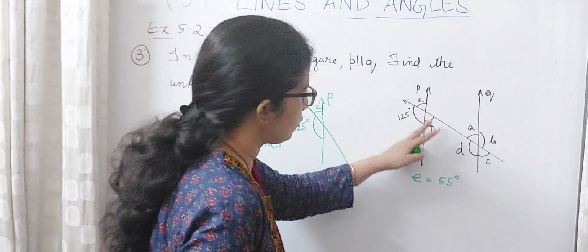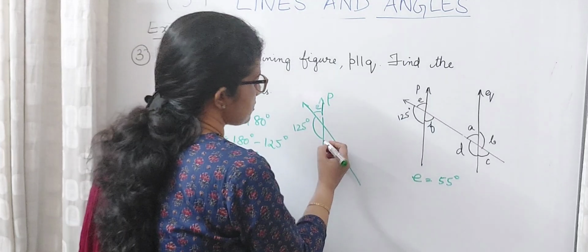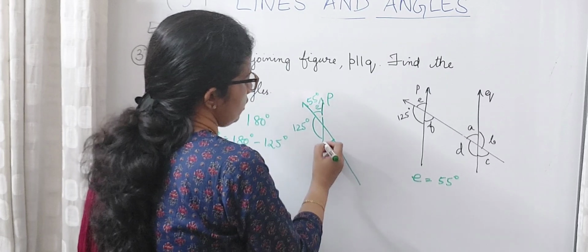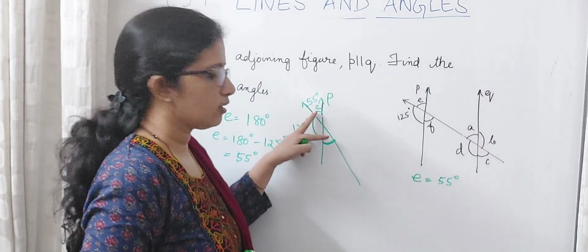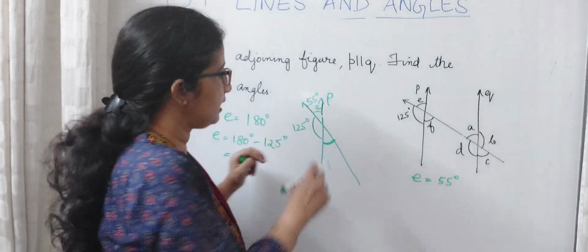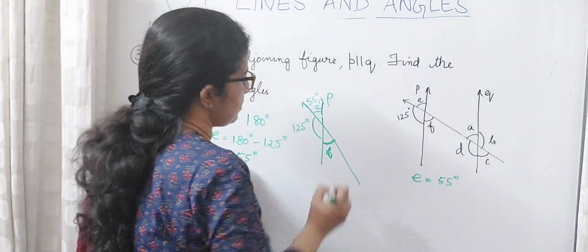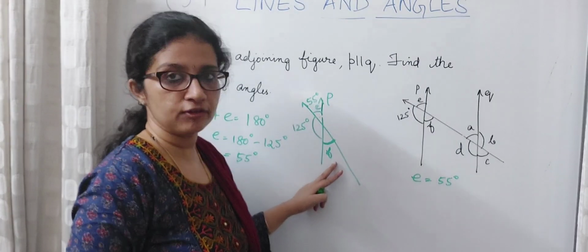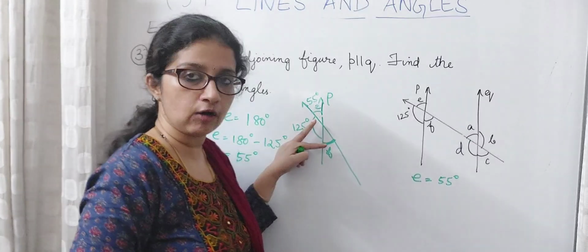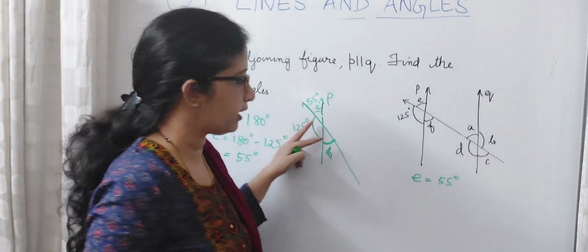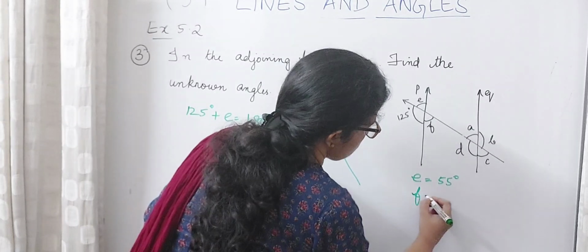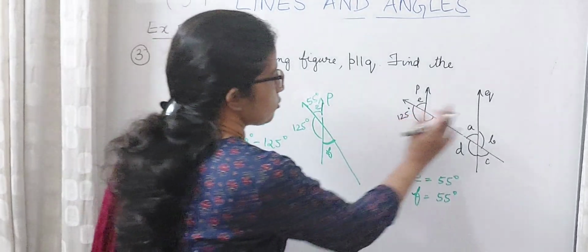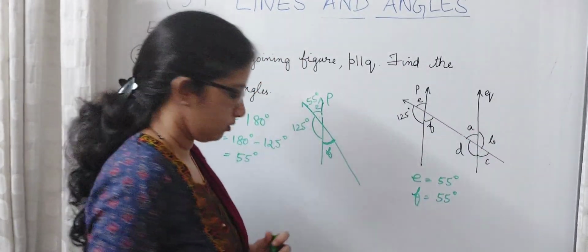Now we have to find F. F is this one. This value we have found as 55 degrees. E and F are vertically opposite angles. So if E is 55 degrees, F is also 55 degrees, because vertically opposite angles will always be equal. We know that rule. So F is also equal to 55 degrees. Now let's go on to this line, Q.